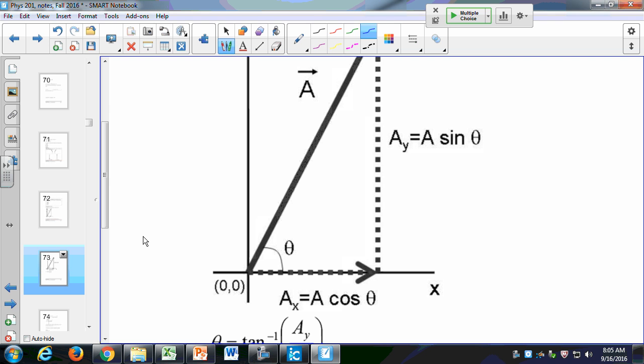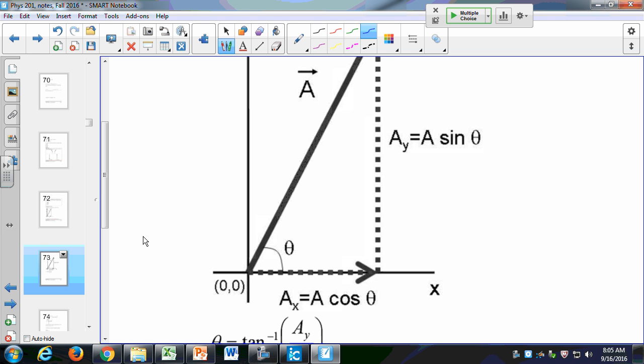Because this angle is theta, and because of our SOHCAHTOA, we can develop expressions for our AX and AY. And you want to do more than memorize these. You're going to use these a lot in the coming chapters, so you just want to know these. When your heart beats, it beats for the X and Y components of your vectors, that you know them just immediately.